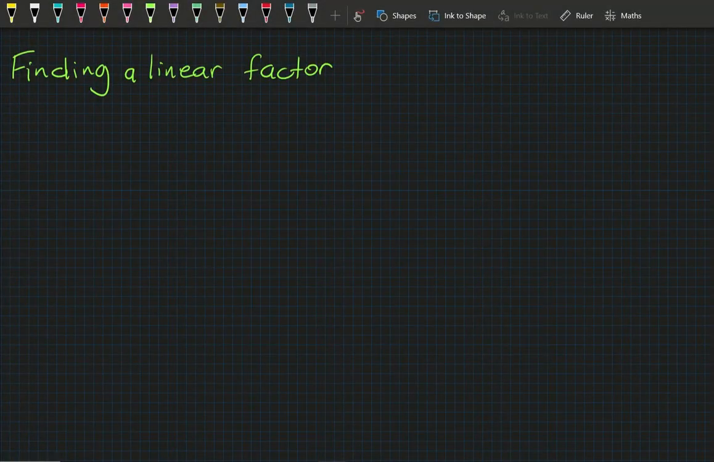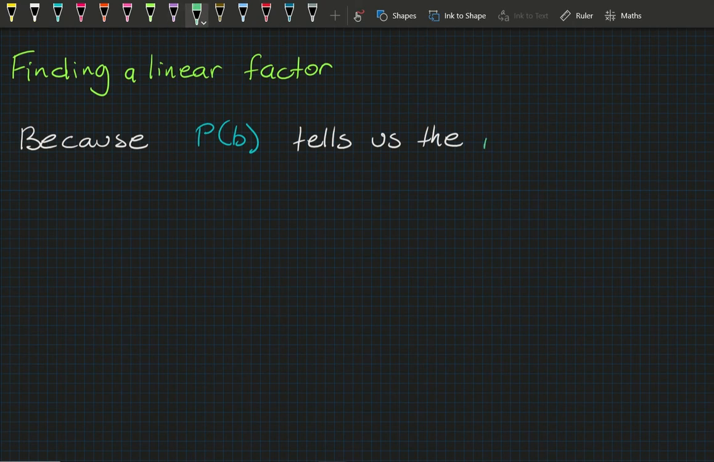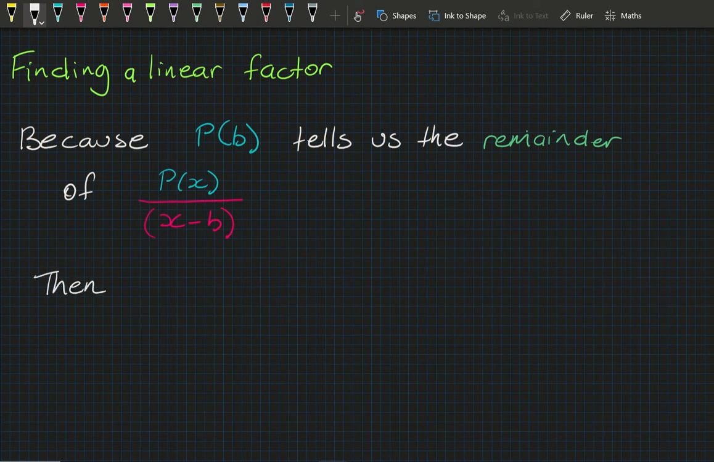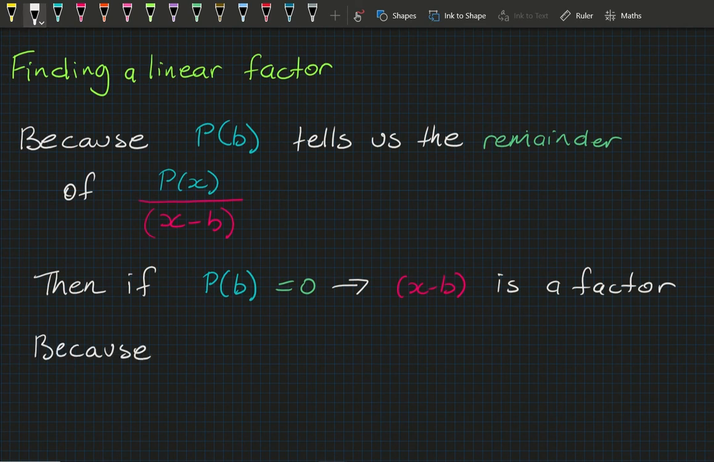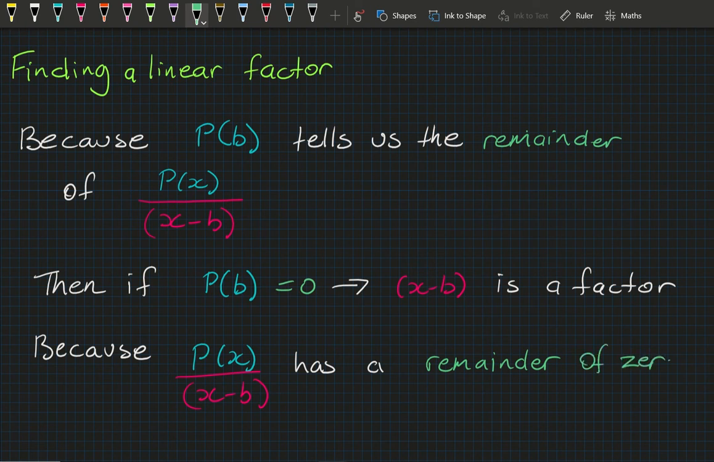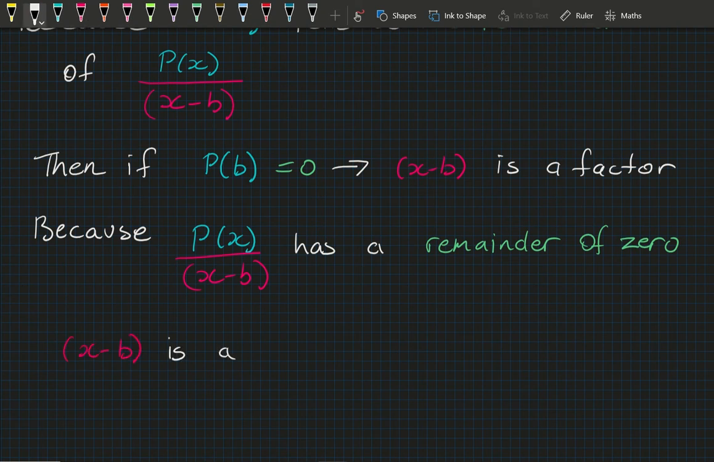Because a polynomial evaluated at the value b tells us the remainder of that polynomial divided by x minus b, then if p of b equals 0, that means that x minus b is a factor, because p of x divided by x minus b has a remainder of 0. Also, when we're saying we're looking for a linear factor, x minus b is a linear factor because x is raised to the power of 1.